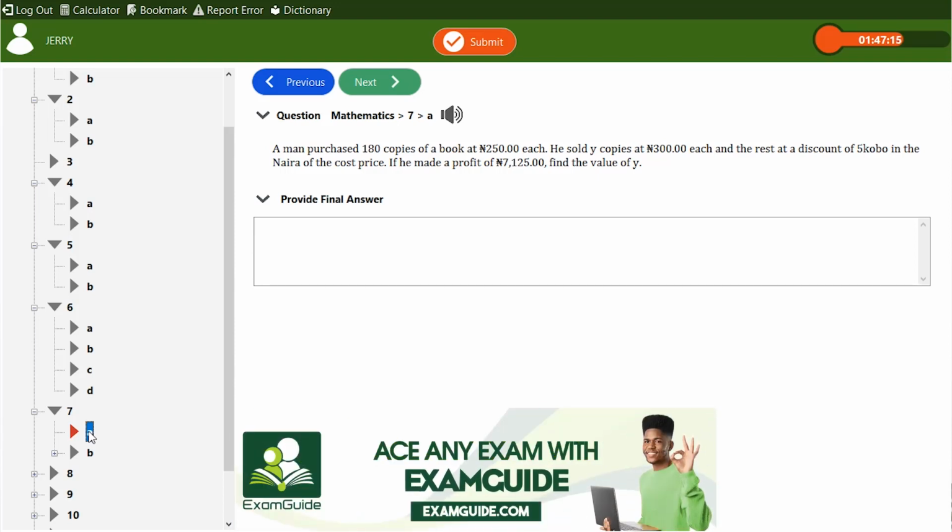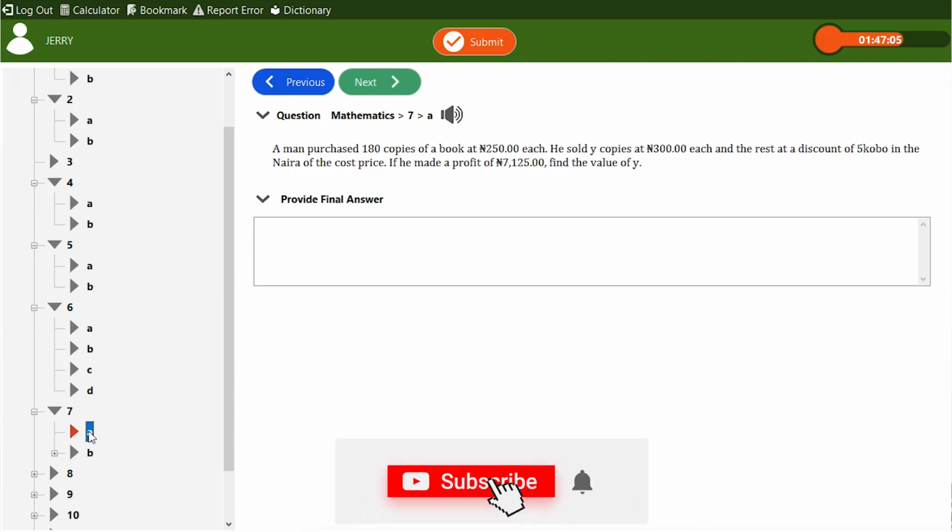That's question 7. A man purchased 180 copies of a book at 250 naira each. He sold y copies at 300 naira each, and the rest at a discount of 50 kobo in the naira of the cost price. If he made a profit of 7,125 naira, find the value of y.